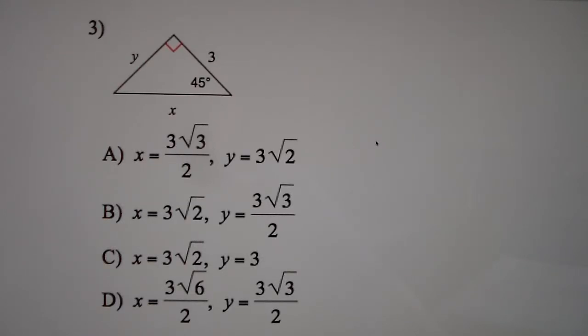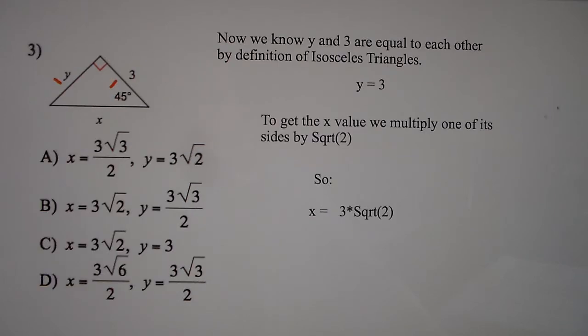Here's problem number 3. If you want to try that on your own, here's the answer to it. Now, we're given a side length here, and we've got to find the other side length and the hypotenuse. When you're given a side length, I think it's a little bit easier. We know the other side length is just the same length in a 45-45-90. So we know y is equal to 3 by definition of isosceles triangles. To find the hypotenuse, you just take that side length and multiply it by square root of 2. So 3 times square root of 2 is 3 square root of 2.